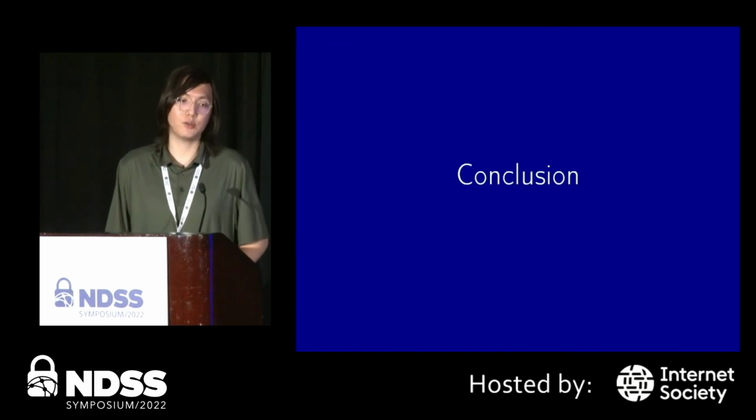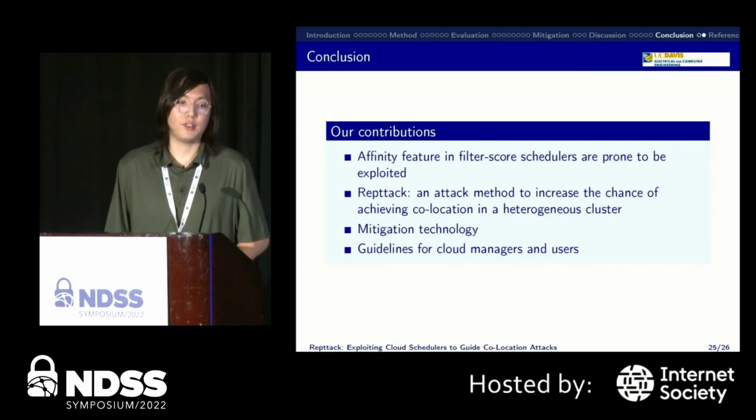So finally, the conclusion. First of all, we propose that affinity features in filter-score schedulers are prone to be exploited, and based on this, we propose Repttack, which is an attack method to increase the chance of achieving collocation in a heterogeneous cluster. And we propose a mitigation technique to defend against Repttack. And finally, based on all this information, we provide guidelines for cloud managers and users to increase the security of their services and applications.